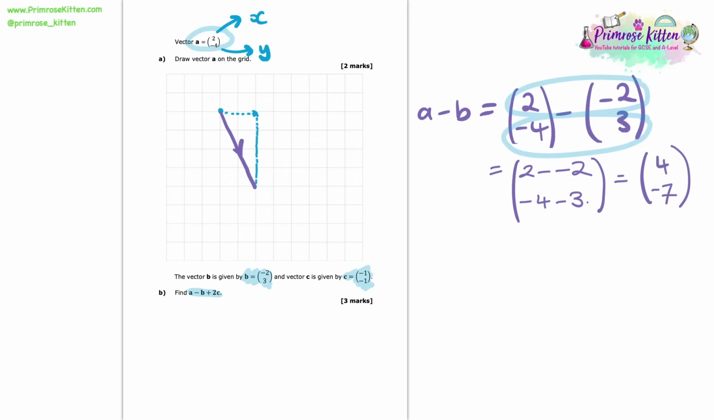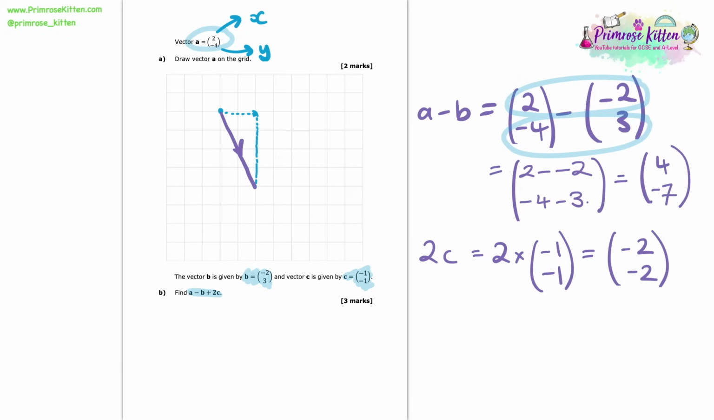Next up, let's work out what 2C is. So we need to do 2 times the column vector of (-1, -1). And when we multiply column vectors by whole numbers like this, we're just going to multiply both the top and the bottom of it by that number, so by 2 in this case. And that will give us the column vector (-2, -2).